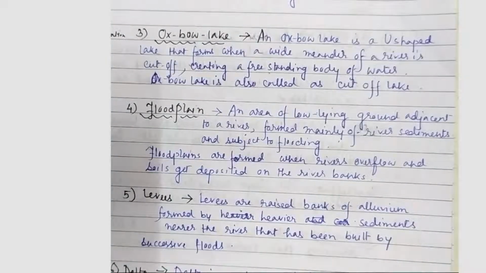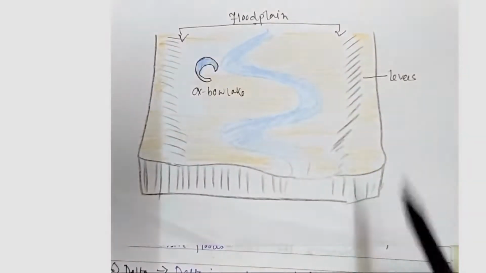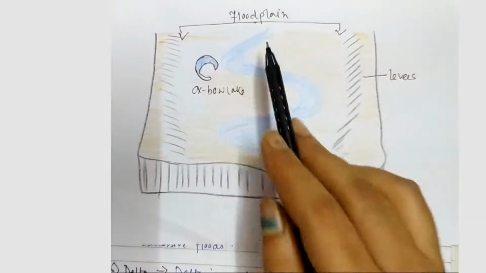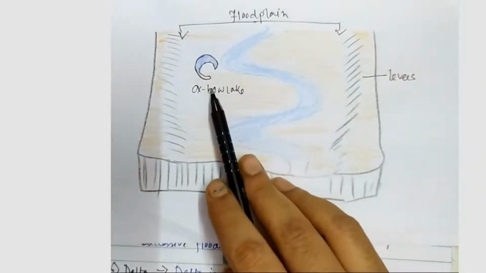Next one, levees. Levees are raised banks of alluvium formed by heavier sediments near the river, built by successive floods. And this one, the diagram. Okay, levees, floodplain, meander and oxbow lake.